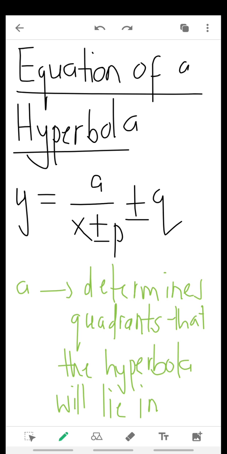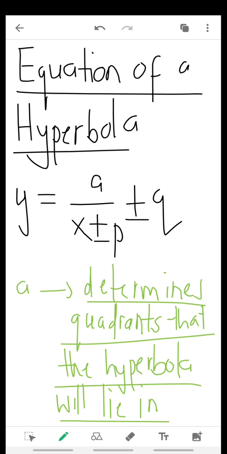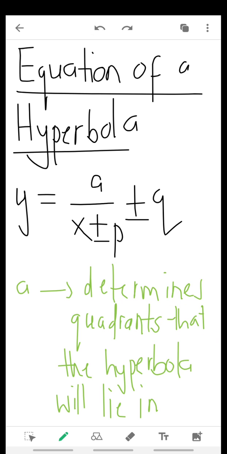Very important. Your a determines the quadrants that the hyperbola will lie in. It means your a, depending on whether it's negative or positive, will tell you which quadrants the two pieces of the hyperbola will lie in. So a determines where the two-piece function will lie, given the quadrants between the asymptotes.